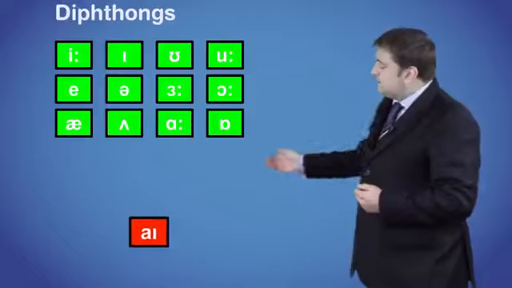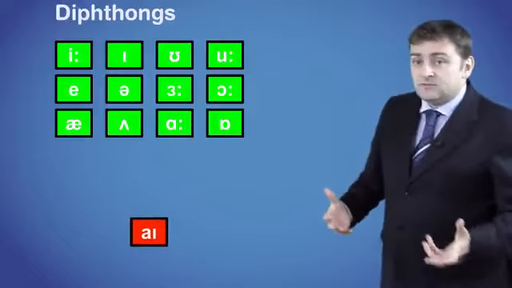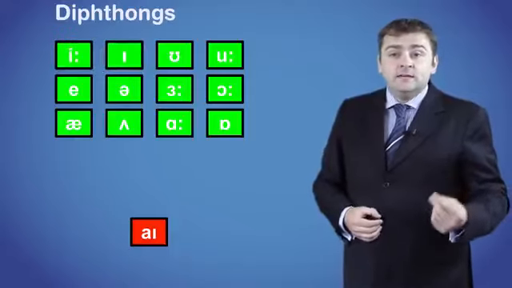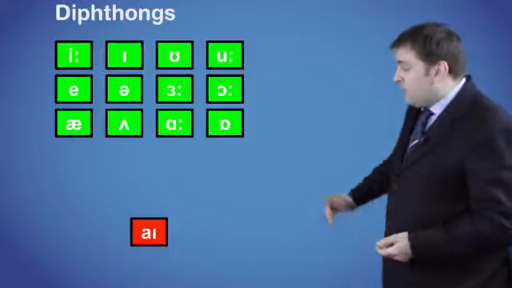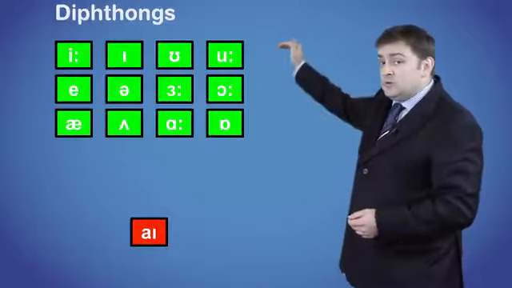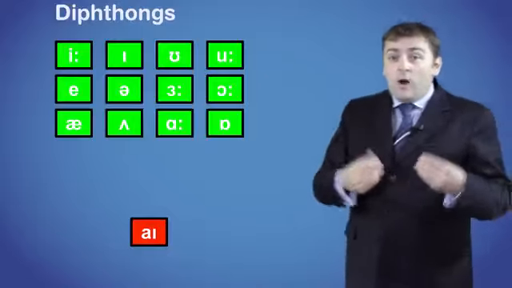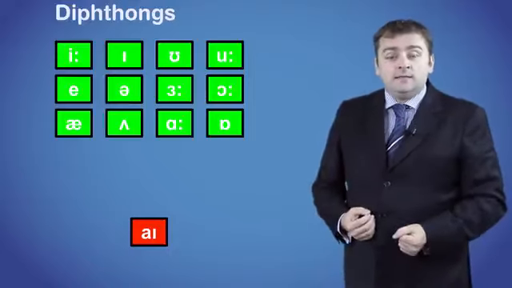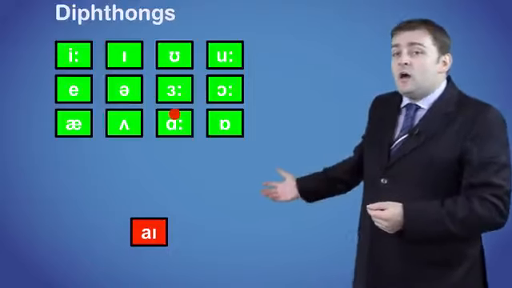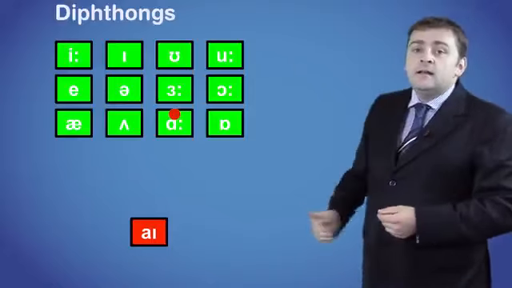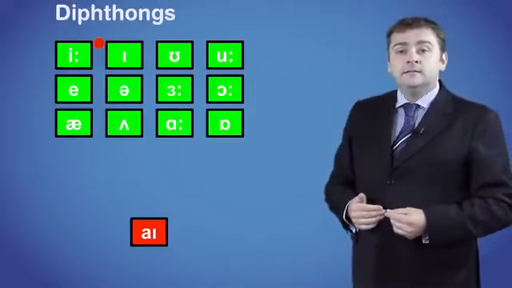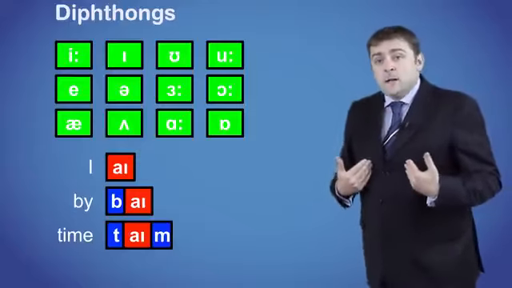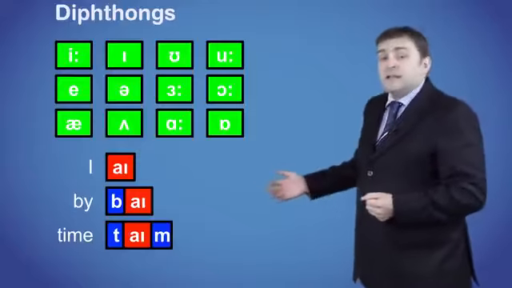The next sound is I, which is a combination of R and I or E. Now we're going from the bottom row to the top. So our mouths start wide open and close as we say the sound. I. Starting on the R and finishing on the E. I. As in the words I, buy, and time.